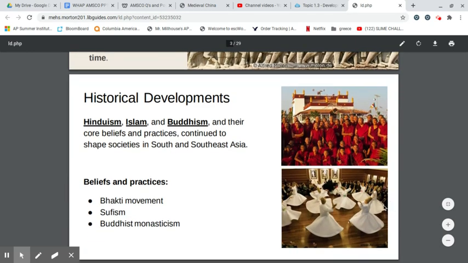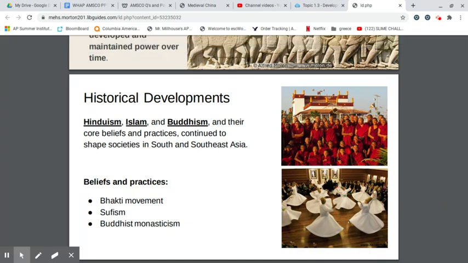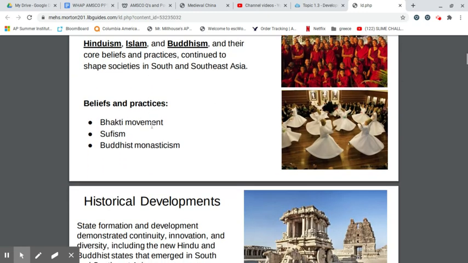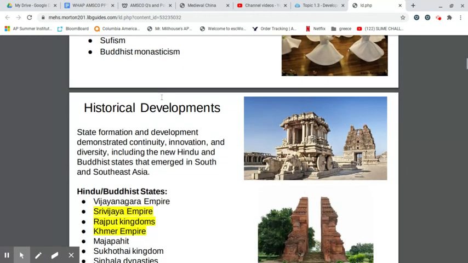There are several historical developments. Religion. When we're talking about major religions that are still three of the four biggest religions in the world today. These three plus Christianity are the four largest religions in the world. So it's important to know how they developed, how they spread, and their impact on the society here in South and Southeast Asia. We'll talk a little bit about these movements: the Bhakti movement, which was a softening of Hinduism; Sufism, which was a softening of Islam; and Buddhist monasticism, which is a way of trying to make Buddhists more appealing to the common person.